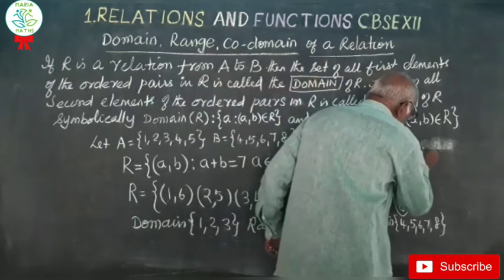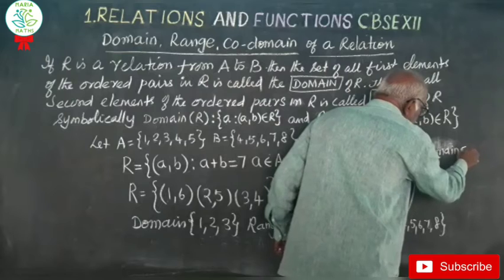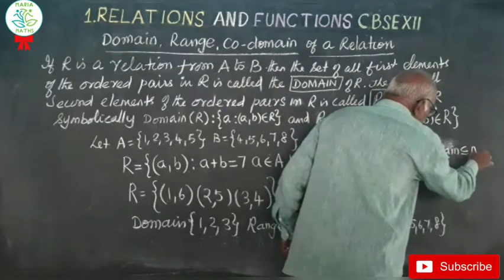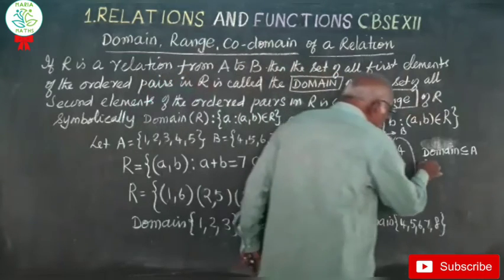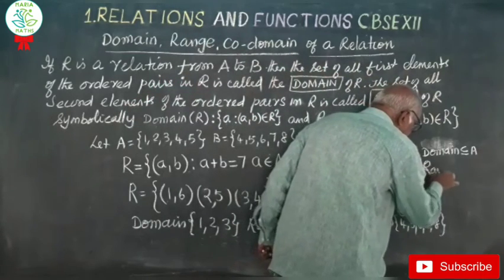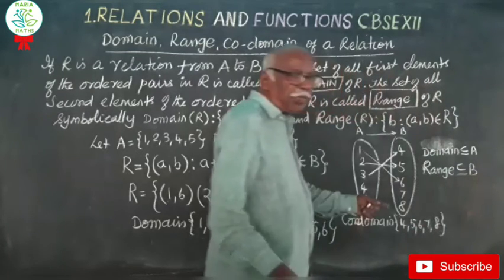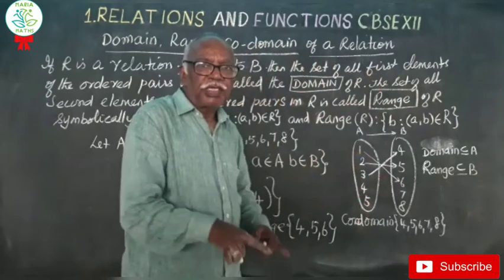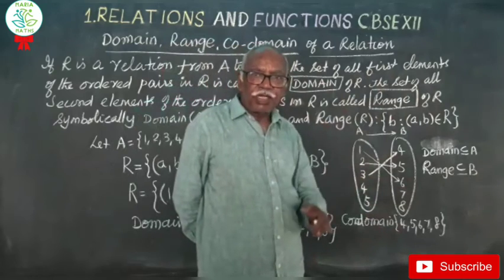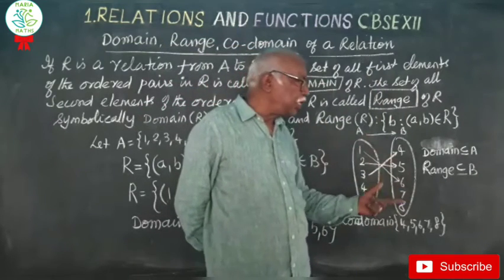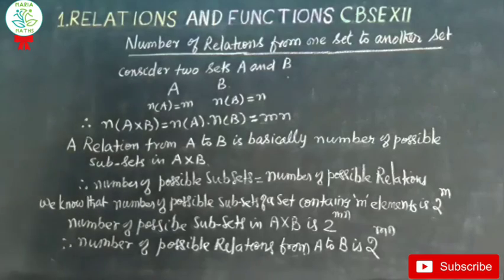From this we can say the domain is a subset of A, or equal to the A set. Then the range is a subset of the B set or equal to the B set. Sometimes it is equal to B set or it is a subset of B set. Likewise, the domain is a subset of A set or equal to A set.